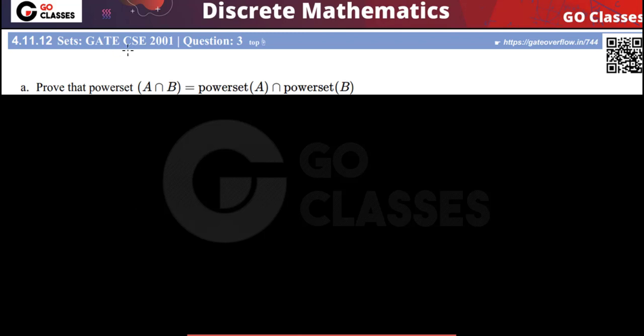Let's solve this GATE 2001 question. Prove that power set of A intersection B is equal to power set of A intersection power set of B. Let me tell you that this question you cannot solve using Venn diagram. That is the limitation of Venn diagram. Venn diagram does not work when power set is involved.